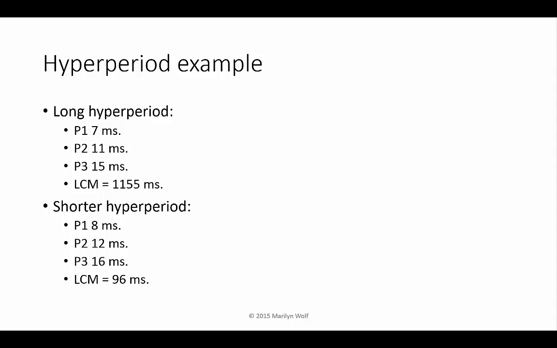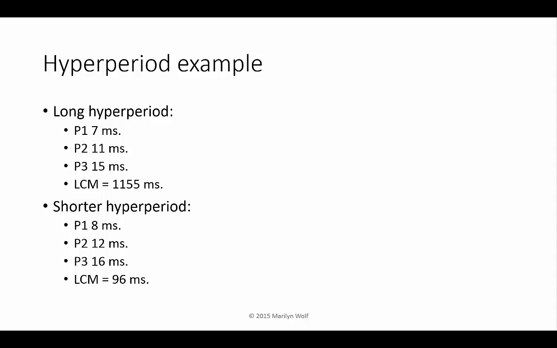So in this example, we have three processes, P1, P2, P3. They have periods of 7, 11, and 15 milliseconds. And the least common multiple of those three periods is 1155 milliseconds. If we change the periods a little bit to 8, 12, and 16, then the least common multiple goes down to 96 milliseconds. That's an order of magnitude reduction. It means it's much easier to check the schedule.